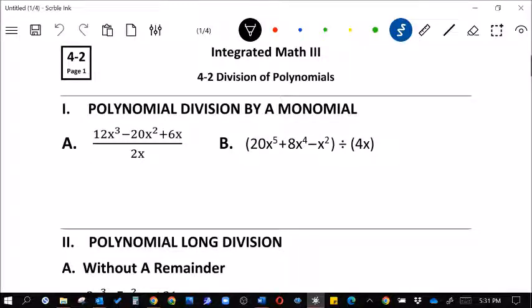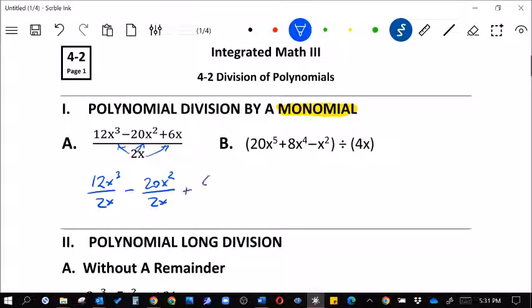Welcome. We're going to look at dividing polynomials here. And first, we're going to look when we're dividing by a monomial. This is actually the easiest of the three things to learn in this section, because all you do is make separate fractions. So let's take A here, and we're just simply going to put the 2x underneath each of the top terms. So it's 12x cubed over 2x minus 20x squared over 2x plus 6x over 2x.